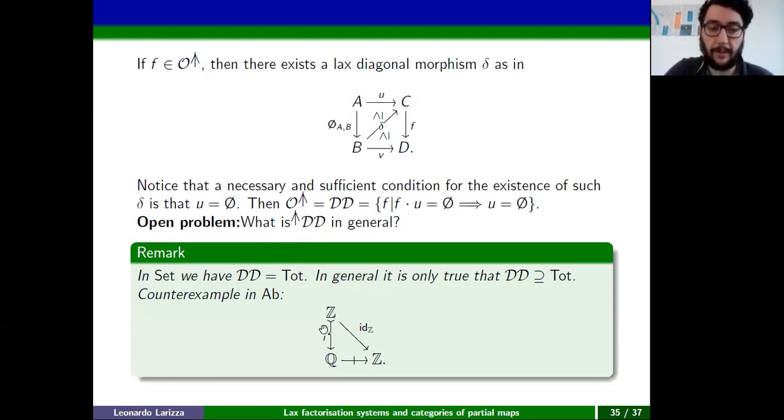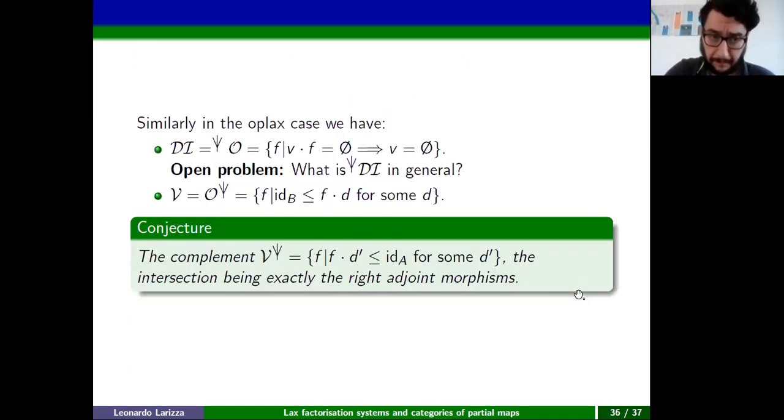And we have counterexamples in the category of abelian groups. And this is a span which is in the dense domains morphisms, but it is not total, of course. We have other counterexamples also in topological spaces, open topological spaces. So this is only an inclusion, which in general is not an equality. And similar arguments can be carried out for the Oplax case as well.